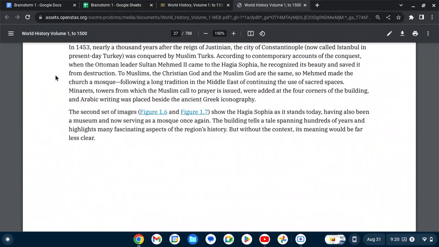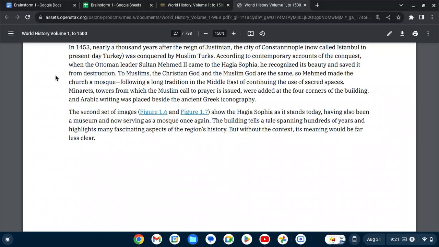In 1453, nearly 1,000 years after the reign of Justinian, the city of Constantinople was conquered by Muslim Turks. According to contemporary accounts of the conquest, when the Ottoman leader Sultan Mehmed II came to the Hagia Sophia, he recognized its beauty and saved it from destruction. To Muslims, the Christian God and the Muslim God are the same, so Mehmed made the church a mosque, following a long tradition in the Middle East of continuing the use of sacred spaces.